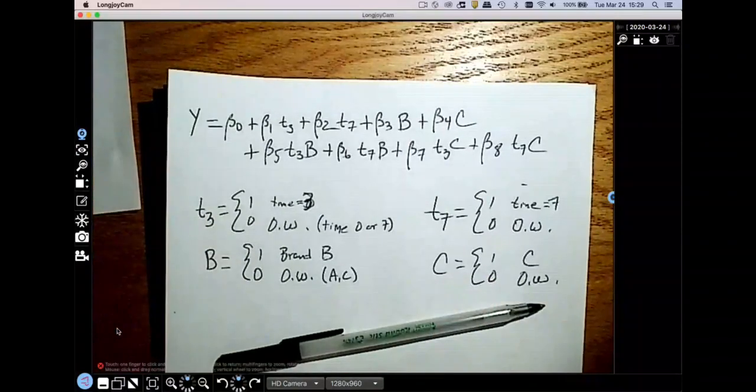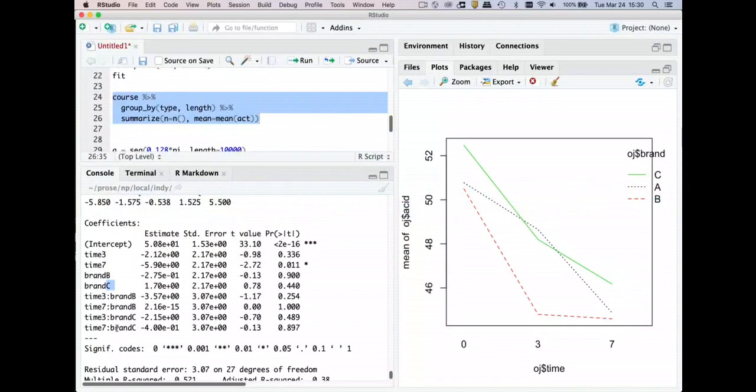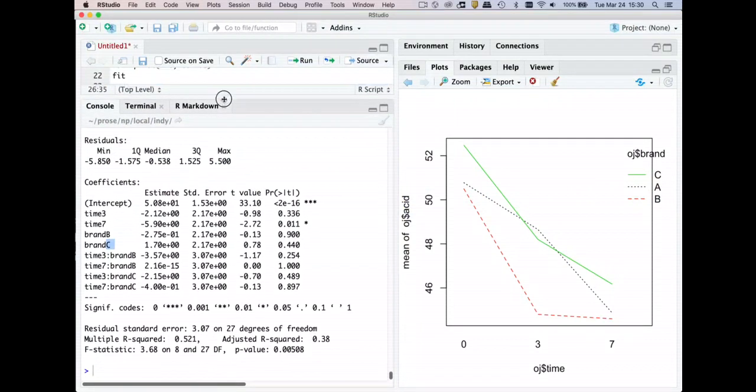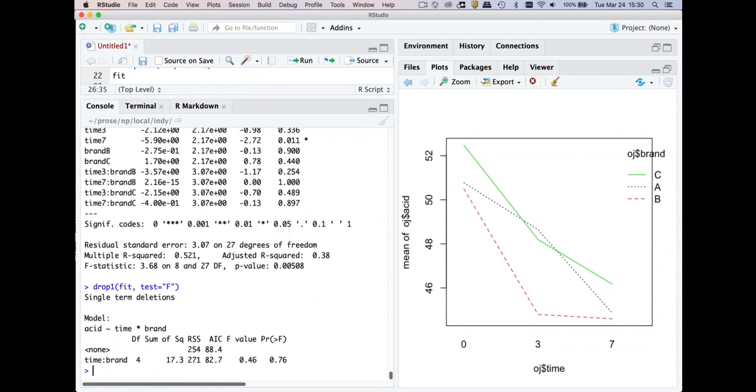All right, let's go back to R now. And I said that ordinarily you don't look at summary first. You do a drop 1 or you do an ANOVA. Let's go do a drop 1. So we'll do drop 1 on fit, and I'll say test equals F. And so what you'll see is that it's going to check whether it can drop any non-marginal terms.